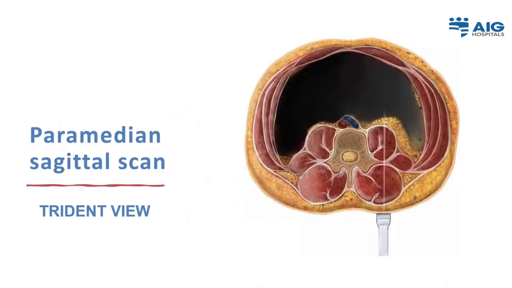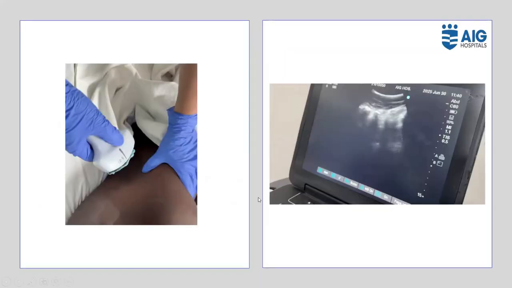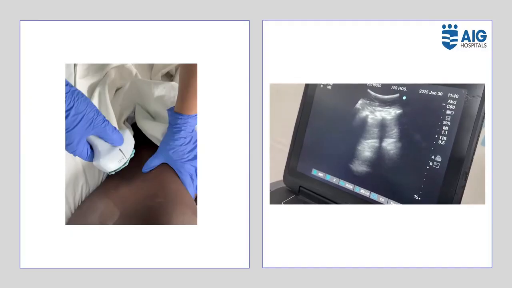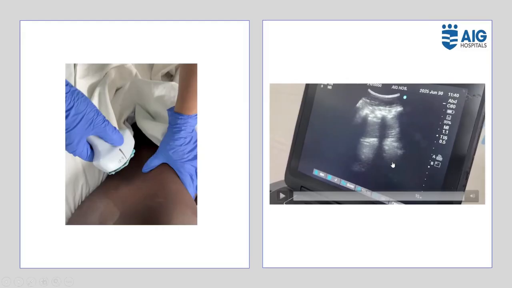In the paramedian sagittal scan, on a sagittal sonogram, the lumbar transverse processes are identified by their hyperechoic reflection and an anterior acoustic shadow, which is typical of bone. The acoustic shadow of the transverse process produces a sonographic pattern referred to as the trident sign. These are the tridents.